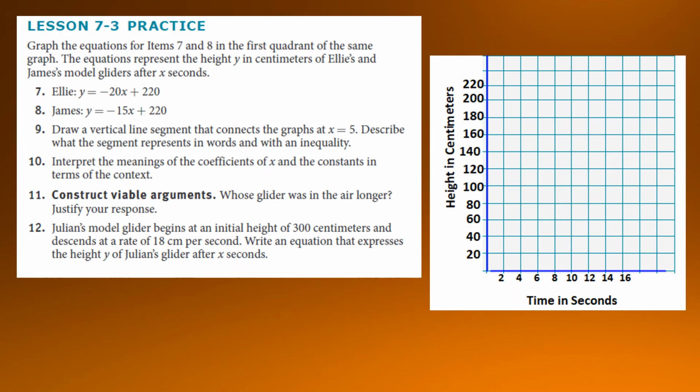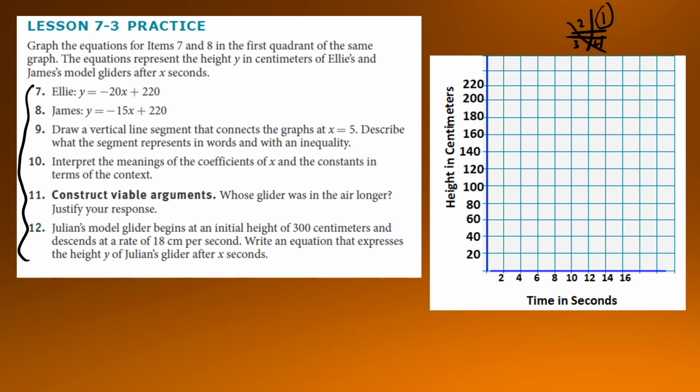All right, now again, you should be able to do 7 through 12 here on your own as one big problem. So try that and then pause me and unpause me, and we'll see if I need to teach you anything or if you've got this. So let's see. We're going to graph the equations for 7 and 8 in the first quadrant of the same graph. First quadrant just means we're only using quadrant 1 over here in the graph because we only have positives. So we're not using quadrants 2, 3, or 4 right now.